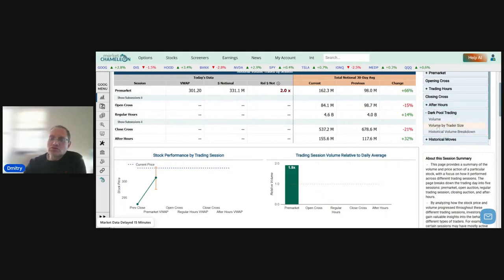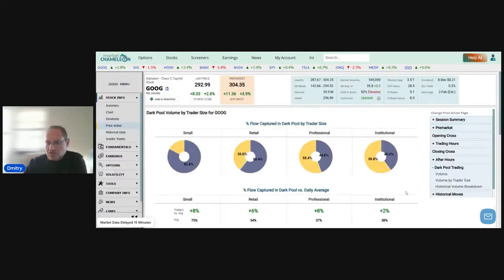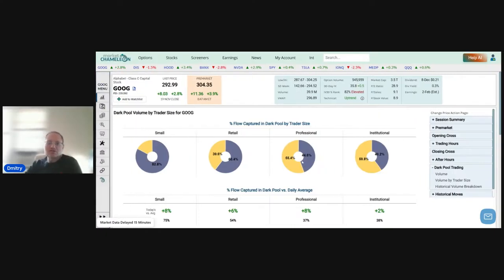And what we'll do is click on this volume by trader size. This brings us to this view, where we have volume by lit exchange, which is here in the yellow, and volume in the dark pools, which is here in this shaded dark area. We also slice it by the trader size type.